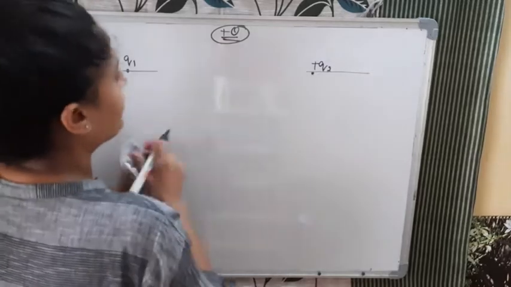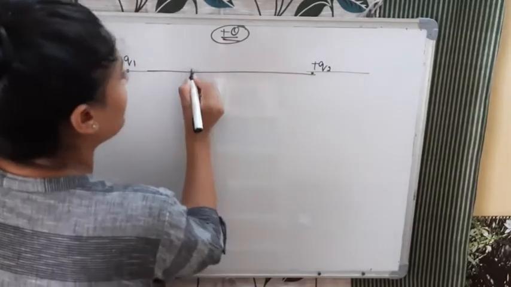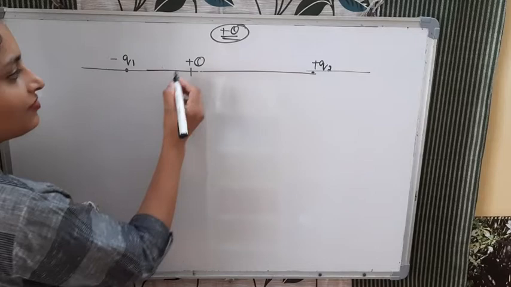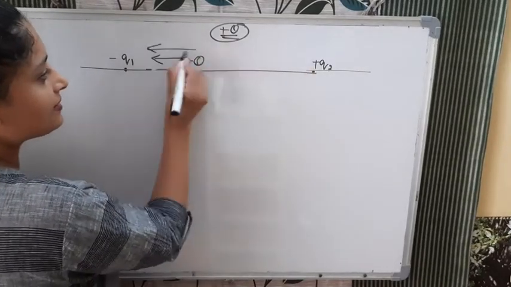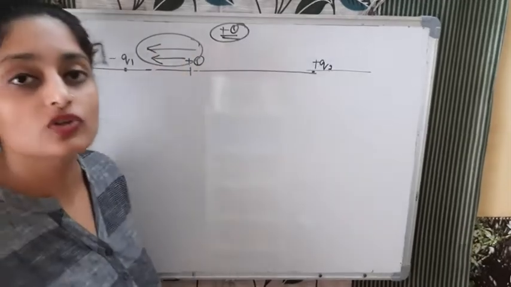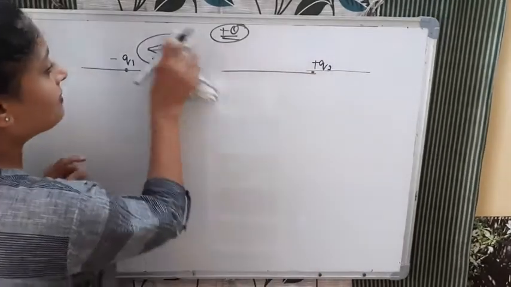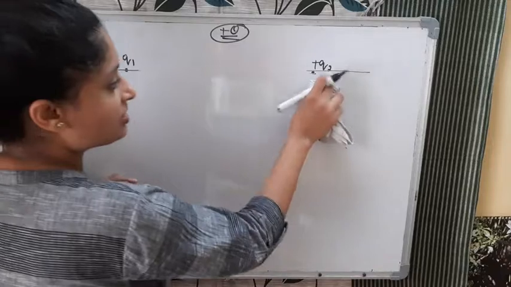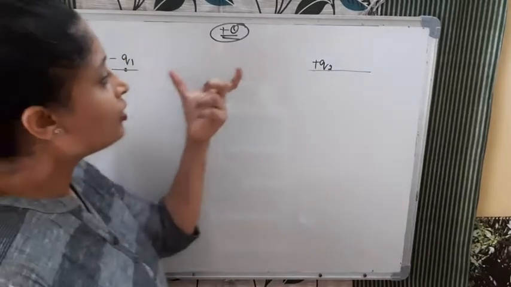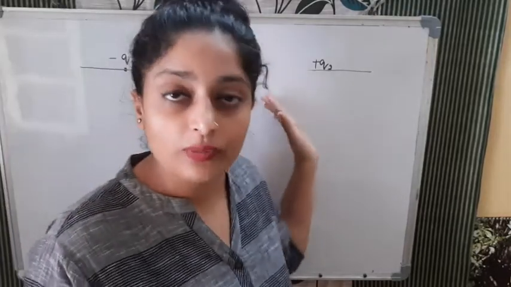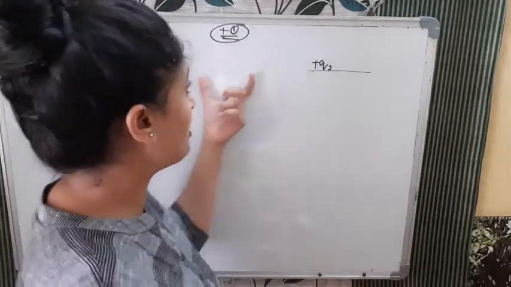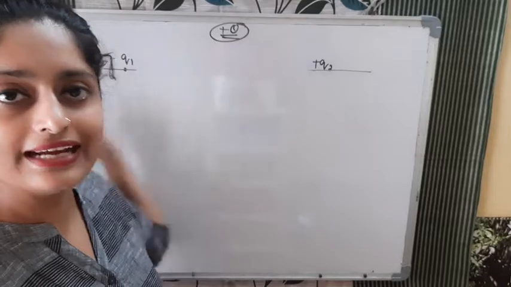See, plus q. This negative will attract it, and this positive will repel it. The direction is the same, so zero force is not possible. So what does this mean? When the charges are of opposite sign, you will not put the third charge in between for equilibrium. Equilibrium means force zero. If you put it in between, zero force will not come, because the forces act in the same direction.